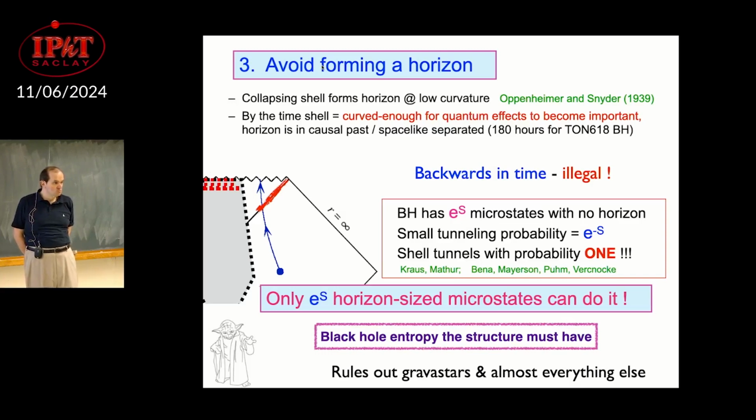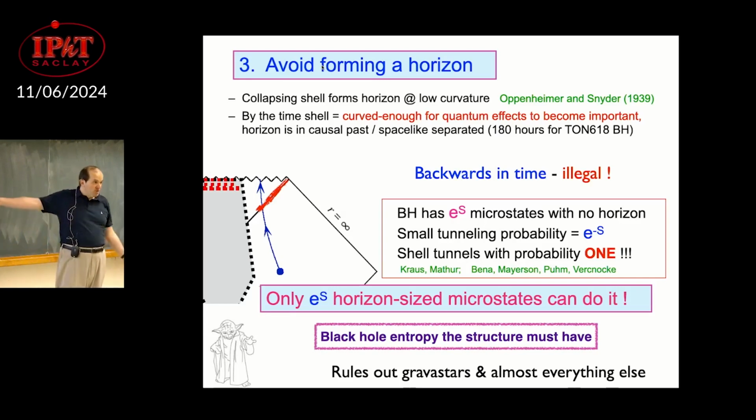It sort of assumes that there are e to the S microstates available at the horizon, yes, and then you do the calculation. But you still don't explain why there are e to the S microstates and why they're available at the horizon scale. Sure, we need to build them. That's what I'm doing next.